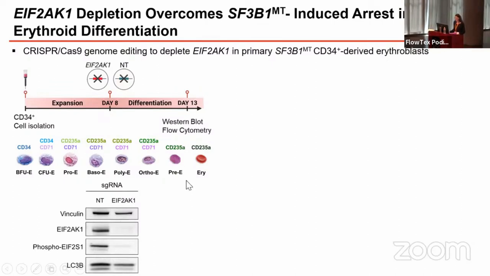at day 13, we assessed the expression of the proteins. As you can see, for EIF2AK1, the gene that we depleted, you cannot see the protein here, and the downstream effector is not here either.